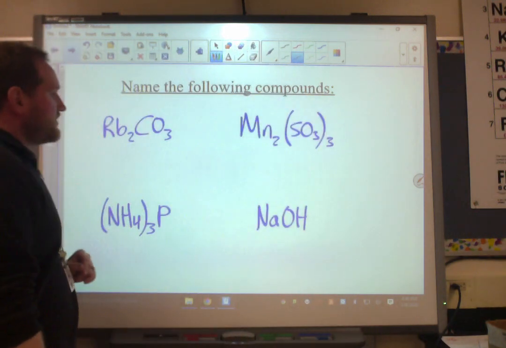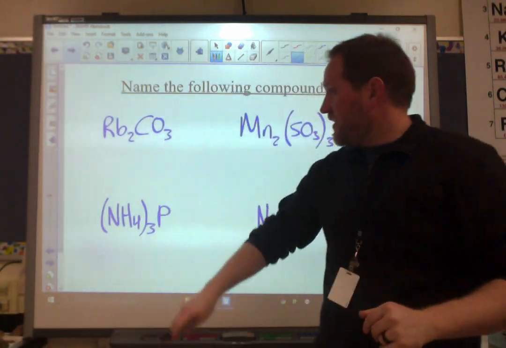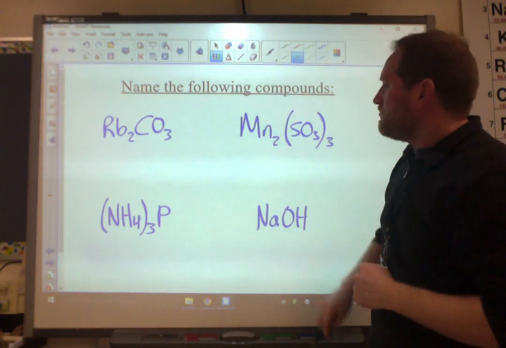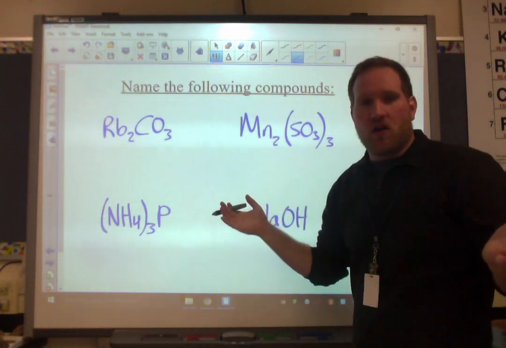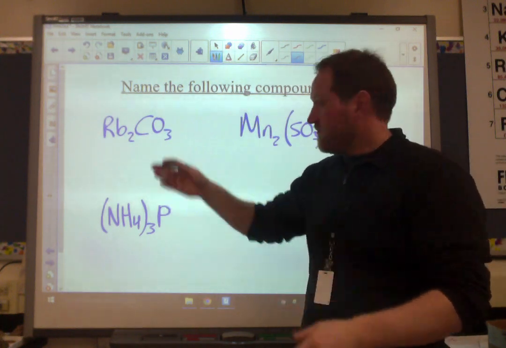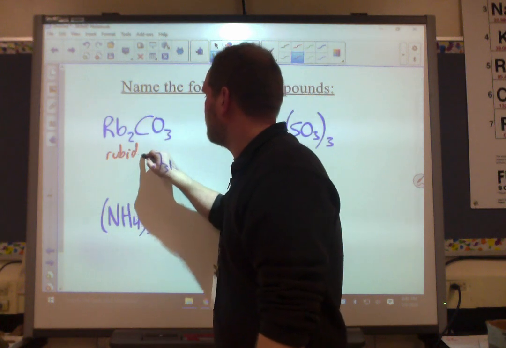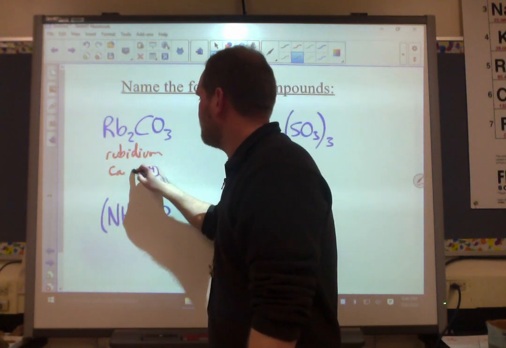All right, I'll go a little faster with these examples. So rubidium, if you want to pause here, maybe work through these and then unpause. Rubidium's type 1, so all we're doing is just naming it. Rubidium carbonate, that's it.